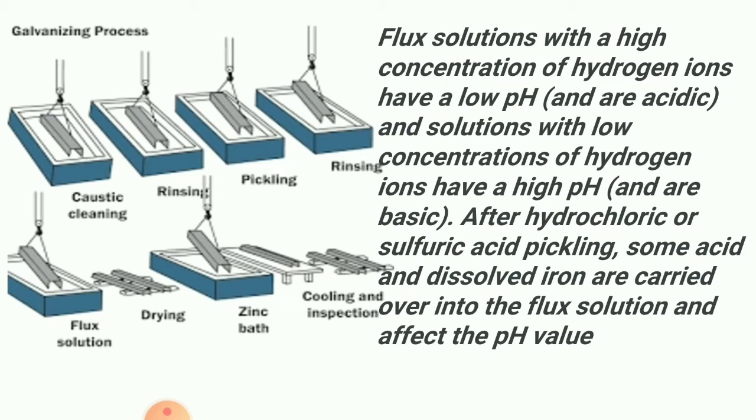See here the flux solution. Flux solution has a high concentration of hydrogen ions and a low pH, that is, hydrogen ion concentration is high but the pH value is low. After hydrochloric acid or sulfuric acid pickling, some acid and dissolved iron are carried over into the flux solution and affect the pH value.